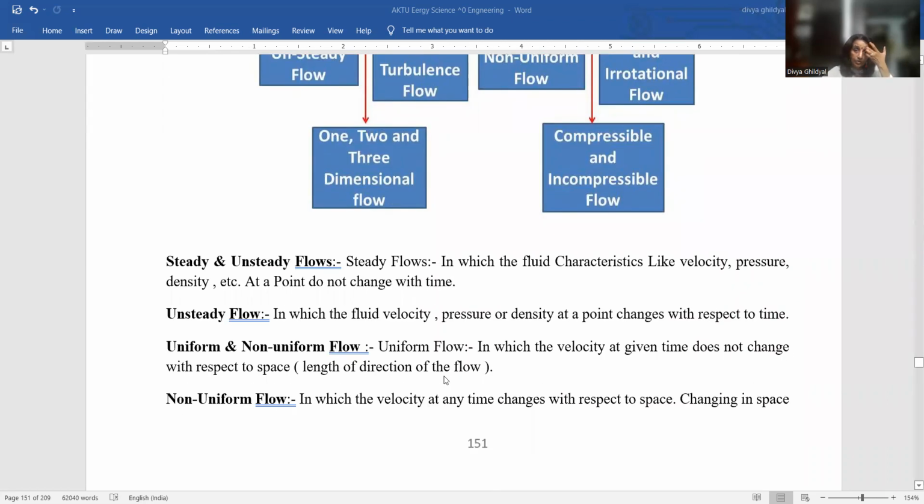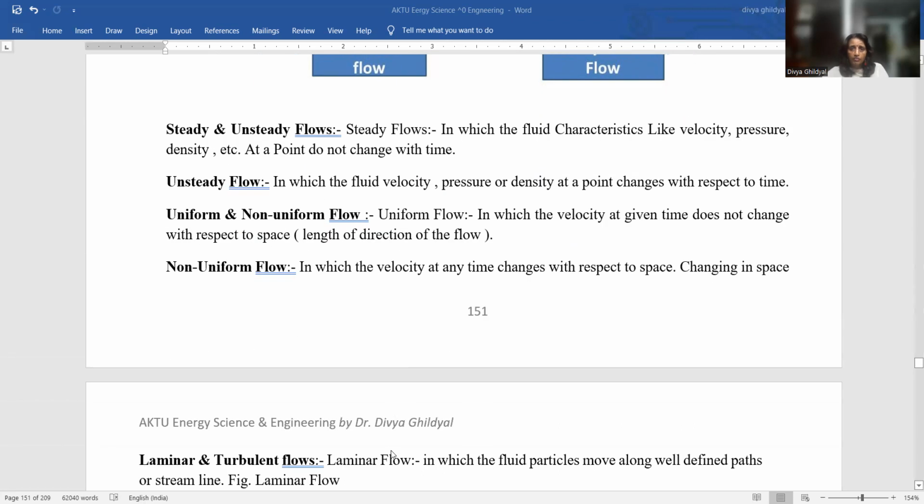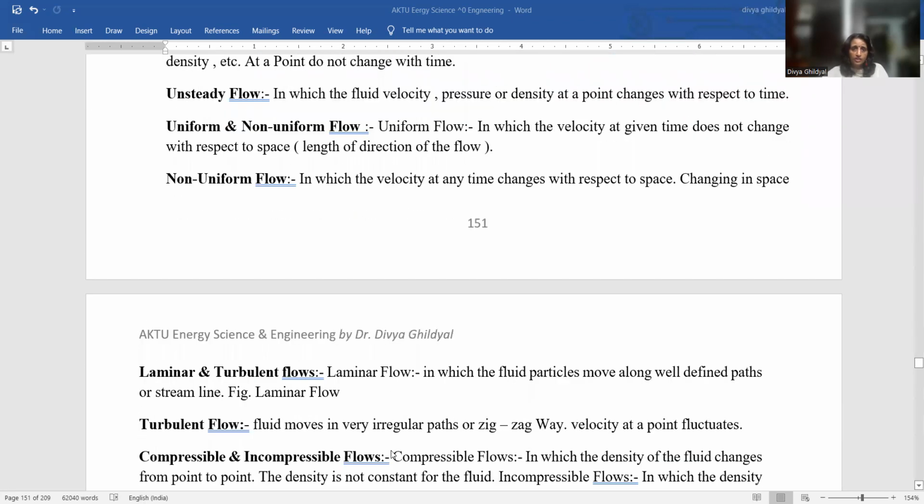This will fetch you a very good amount of marks. Steady and unsteady flows: steady flow is one in which the fluid characteristics like velocity, pressure, density, etc. at a point do not change with time. Unsteady flow, in which the fluid velocity, pressure, density at a point changes with time. Uniform and non-uniform flow: in uniform flow the velocity at a given time does not change with respect to space. Non-uniform, velocity at any time changes.